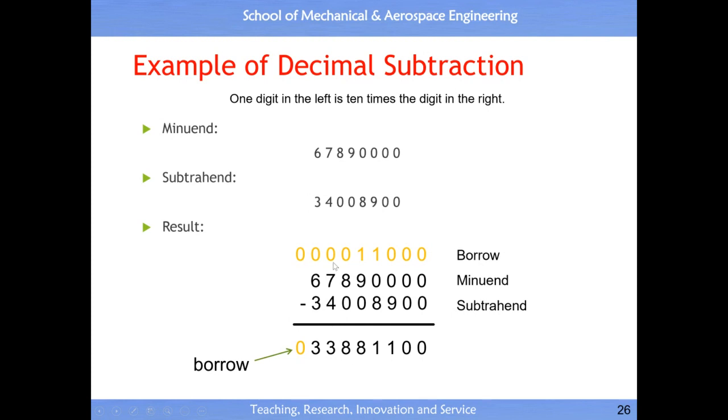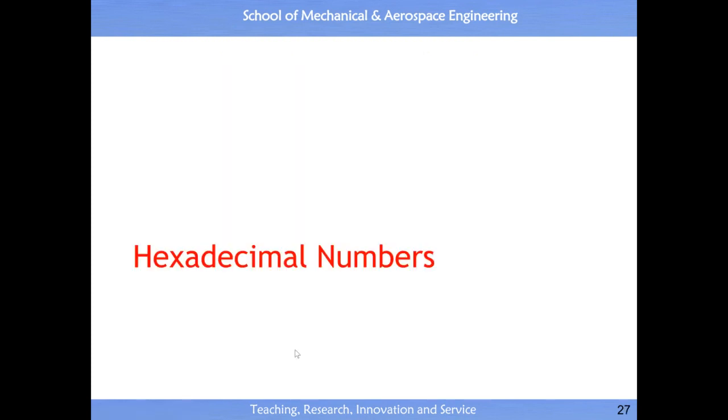Then the final result does not have a borrow. Borrow is 0 because this one is bigger than this one. So we do not need to borrow a bit at this position. So at this position, 0 borrow. Okay, so that's about the decimal number.